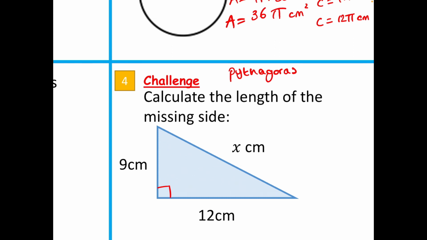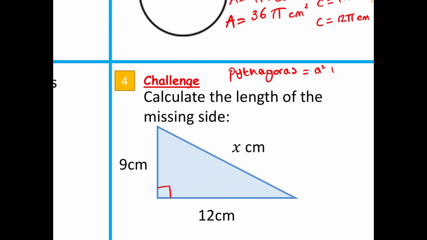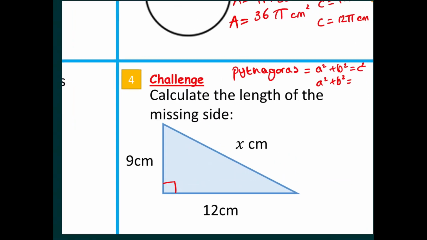Now, there are two different versions of this formula you might have seen. Most of you will have seen this one. A squared plus b squared equals c squared, which tells me that the square of the two shorter sides added together equal the square of the longer side. Personally, I teach this slightly differently. I still have a squared and b squared, but this time they equal h squared.